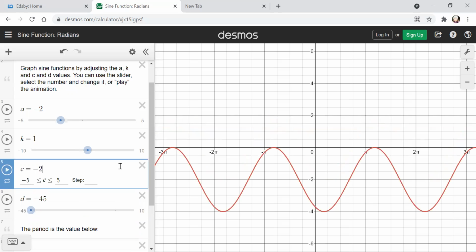If you guys can just look at the A, the K, the C, and the D, and just interpret what you think is going on with the sine function. That's what you're playing around with today. Okay, use this online calculator. Make a prediction, check what you think is going to happen, and see if the graph is correlating with what your initial guess or estimate is.